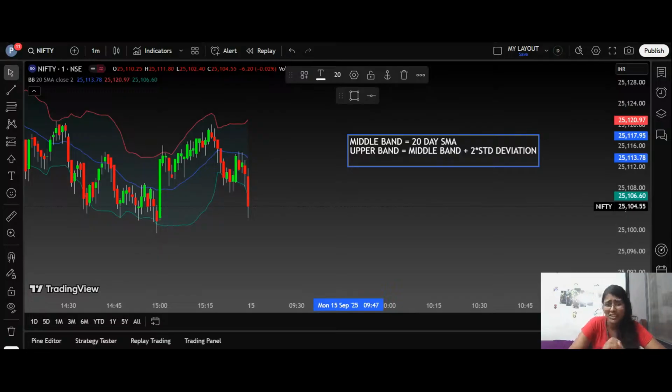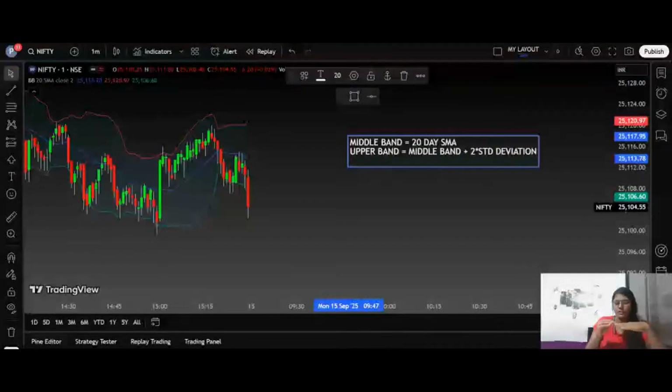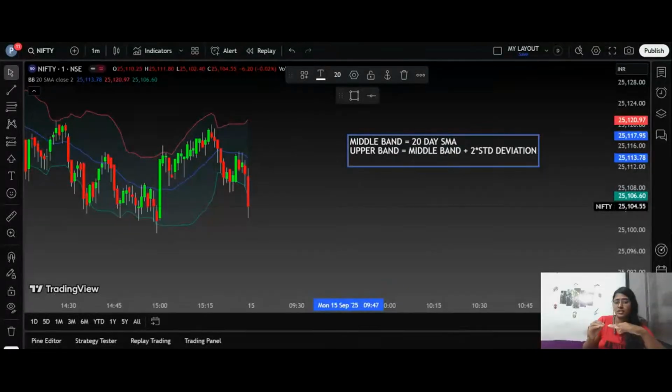I'm not going to go into so much detail of standard deviation. Basically, the meaning of deviation is, if there is some value, how much is another value deviating from it? Suppose this is a value which is 5, and other values are 2, 3, 4, 5, 2, 3, 4, 1. How much is this 2 deviated from 5? 3. How much is this 5 deviated from 5? 0. How much is 4 deviated from 5? 1. This is the meaning of deviation.